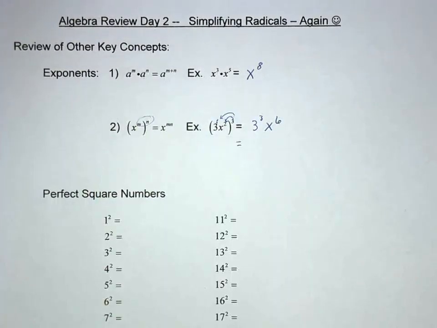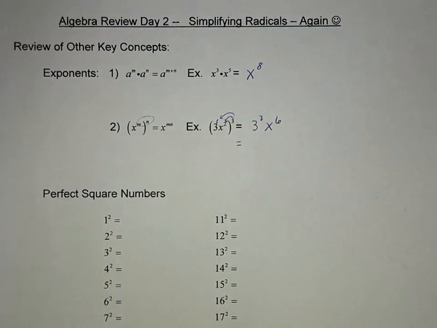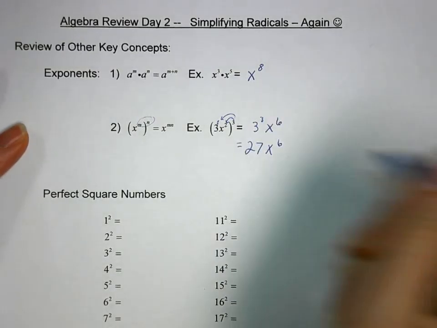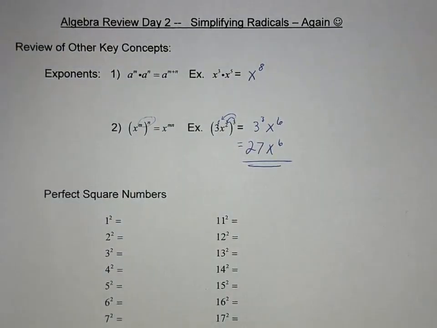Now, when you're simplifying, when you're working with exponents, one rule is if you have an exponent with an actual number, you get rid of that exponent as soon as possible. So you go ahead and you cube 3. What's 3 cubed? So your answer would be just 27 x to the 6th. That would be your process.